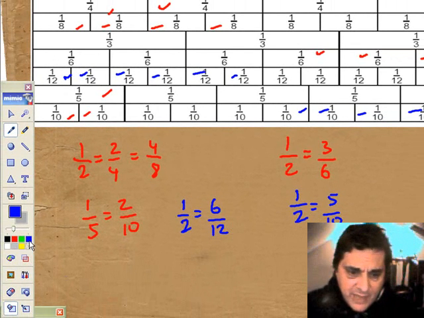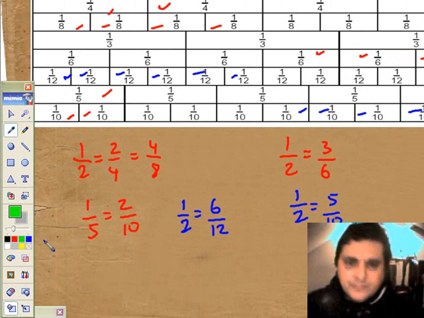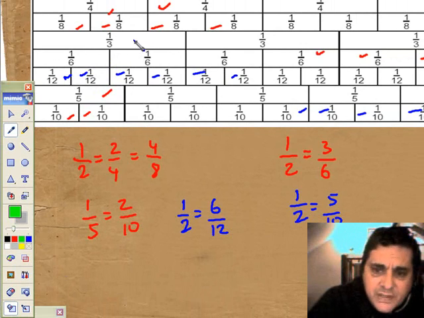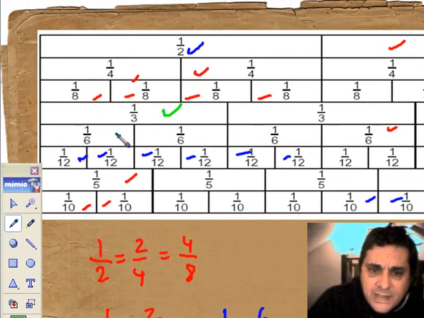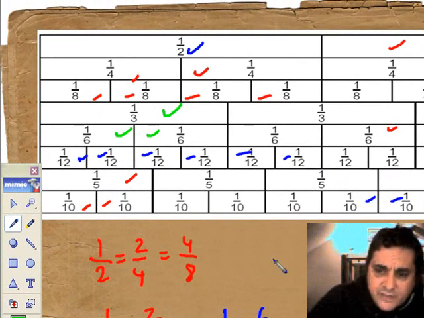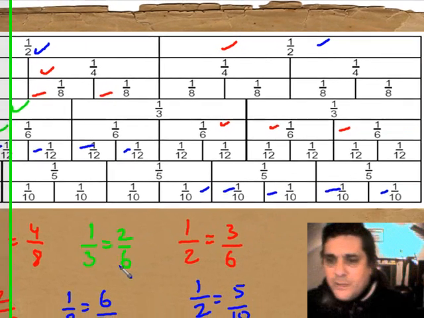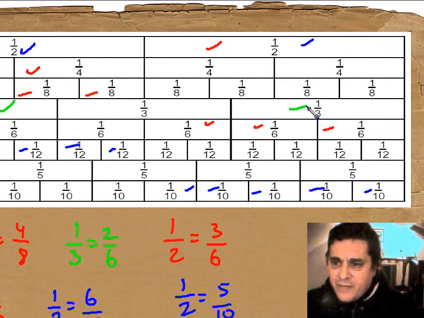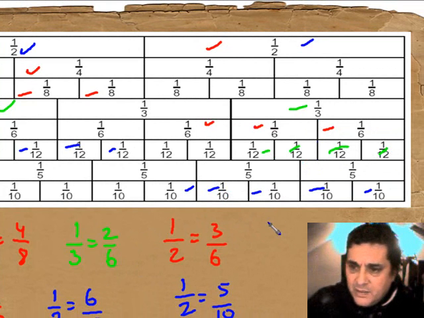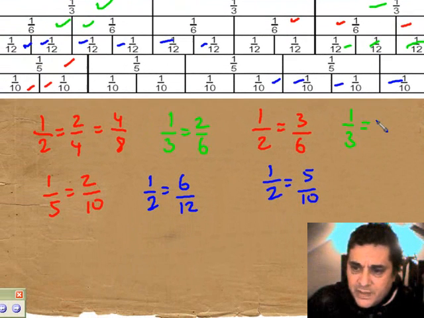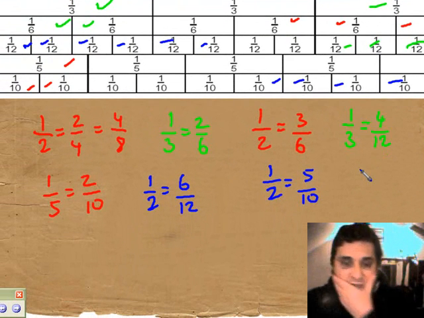Let's change colour again. We'll go for that one. Let's do the thirds. I've got a third there. It's equivalent to 2/6. Let's write it over here. 1/3 equivalent to 2/6. Where else can we do? If I take that third there, I've got 1, 2, 3, 4/12. So over here I'm going to go 1/3 is 4/12. That's lovely. I think that's really good.